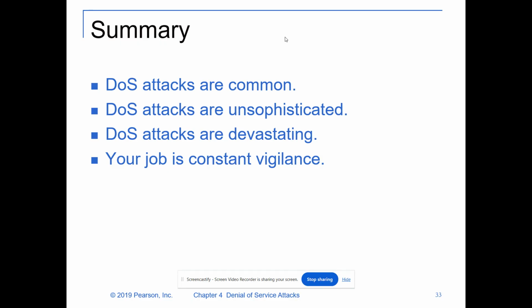In today's world, denial of service attacks are common. They are not necessarily sophisticated, and so they can be unsophisticated. In many instances, they are devastating. And so, as a professional, or as just a regular computer user, your job is constant vigilance.